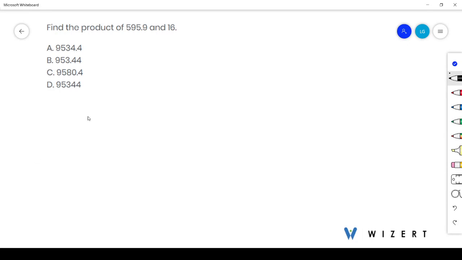Our question is, find the product of 595.9 and 16. Now to find the product of this, let us multiply the two integers by ignoring that decimal point into 16.